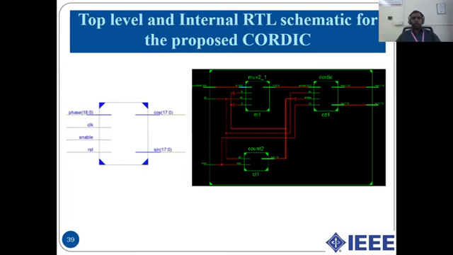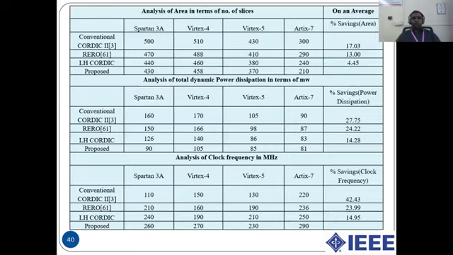this particular figure. We also have different kinds of results when implemented on different hardware like Spartan 3A, Virtex 4, Virtex 5, and Artix 7. These are the various FPGA hardware we have used in order to implement our algorithm. The conventional CORDIC 2 algorithm, which was proposed in 3, as well as the RERO and LH CORDIC and the proposed CORDIC algorithms have been taken into account in order to have a comparison.